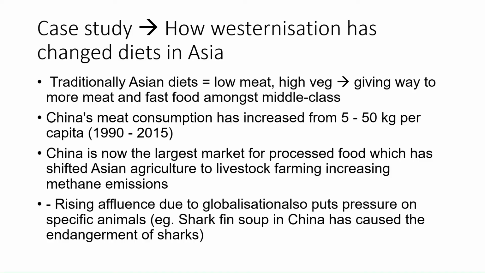What this means is that whilst Asia's becoming more westernized, people are eating more meat, and this has led to the loss of a way of life, the traditional diets which have been high in vegetables and low in meat. It's also shifted the agricultural landscape to livestock farming, which has led to environmental implications, like increased methane emissions. Methane is a very strong greenhouse gas, keeping heat in, so it's responsible for climate change and global warming.